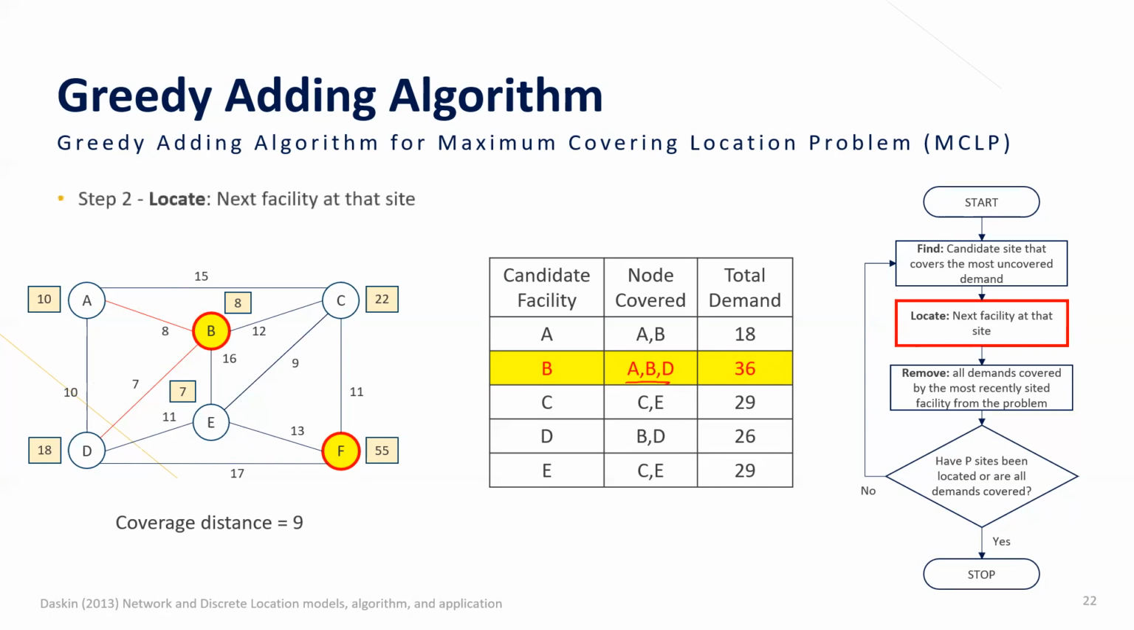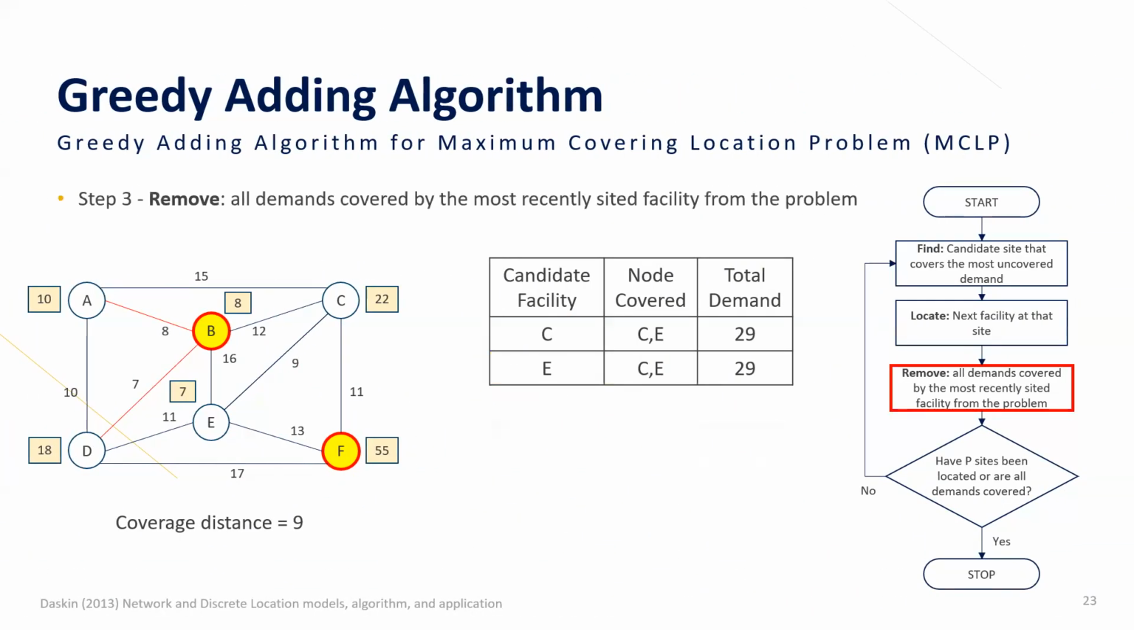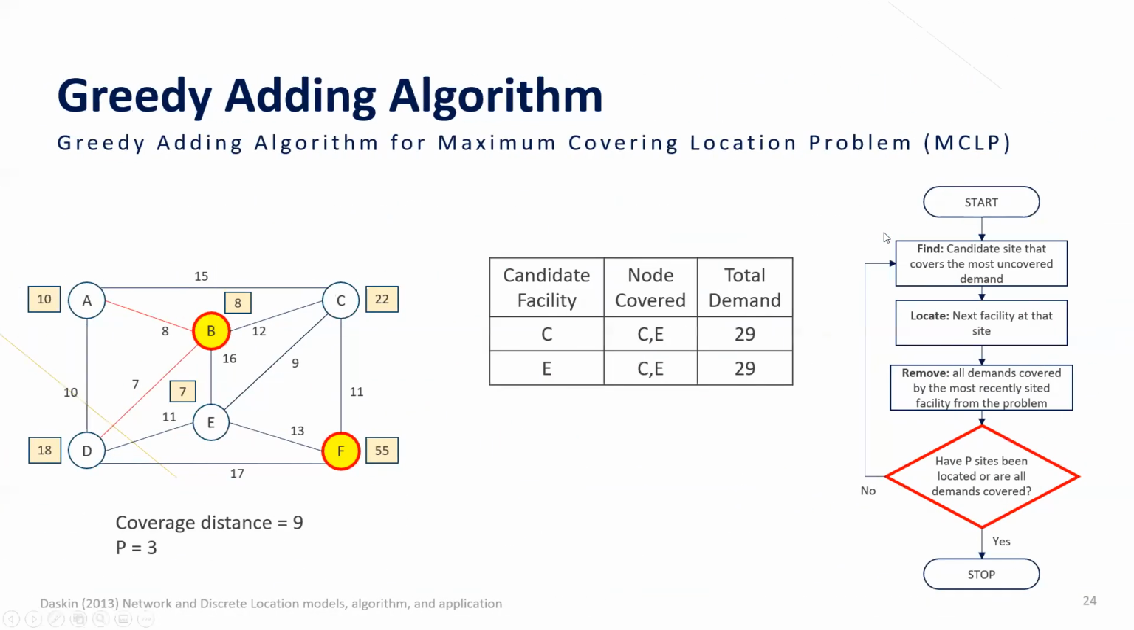Next, you need to remove all the demand covered by the most recently sited facility. It means that B is connecting A and D, so you need to delete B, A, and D. So what is left? C and E. This one and this one. Then you already removed it.